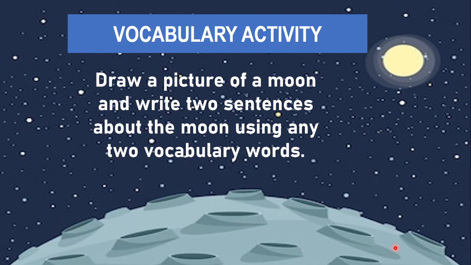The last thing you'll be doing is the vocabulary activity. I want you to draw a picture of a moon and write 2 sentences, only 2 sentences. In these 2 sentences, choose any vocabulary words to complete your sentences. For each sentence, use 1 vocabulary word. Okay, that suits the picture, which is the moon. You will draw a picture, a moon, and write 2 sentences about it with only 2 vocabulary words.